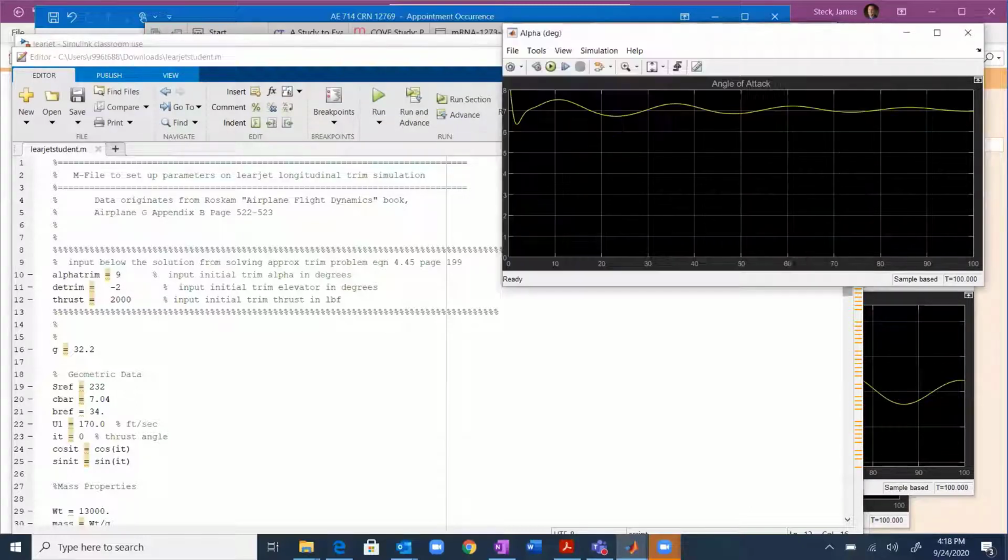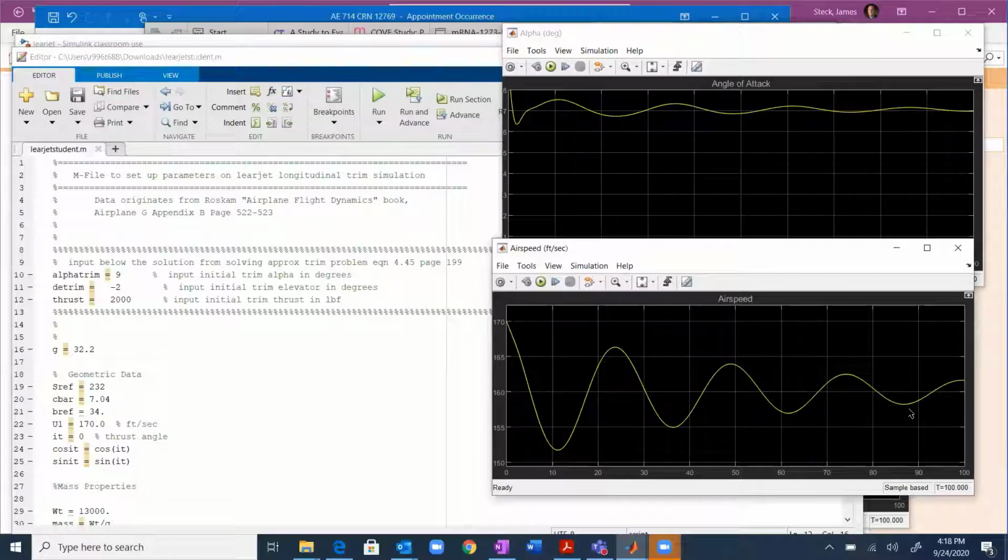Happens really fast, and then the scopes will show you what the airspeed and the angle of attack do. If this is perfectly trimmed, the lines will be perfectly straight across. It will maintain the airspeed and angle of attack that you found as your solution. So this is a test of how good your solution is that you'll come up with. Don't expect it to be perfect. And in fact, one of the questions is, why is it not perfect? And you'll have to figure that out.